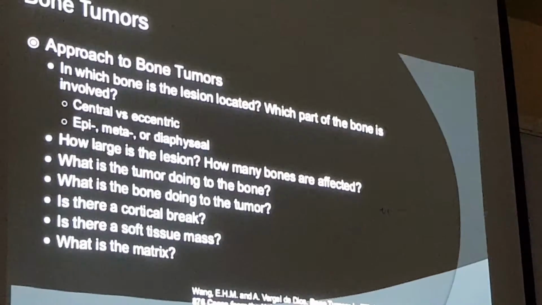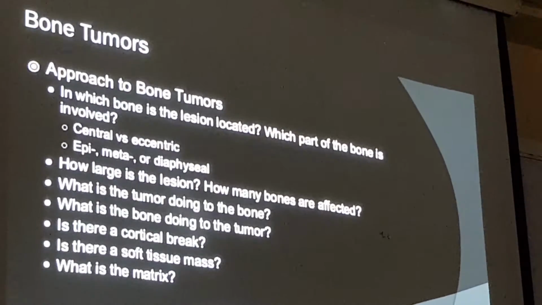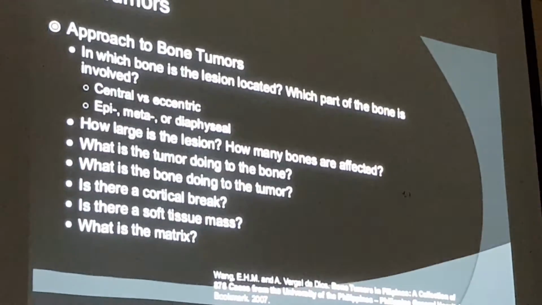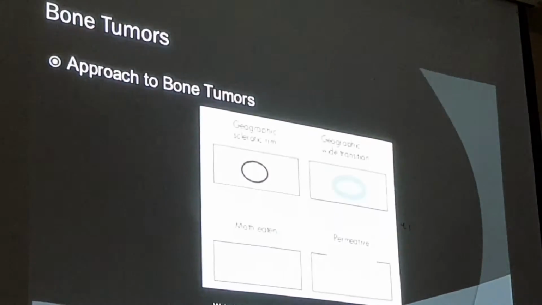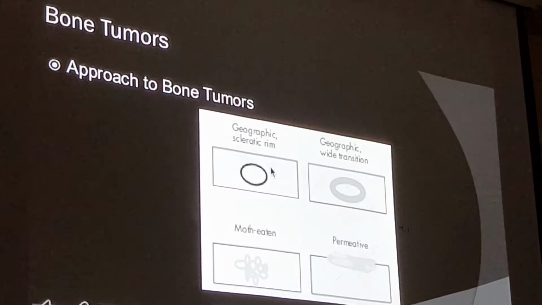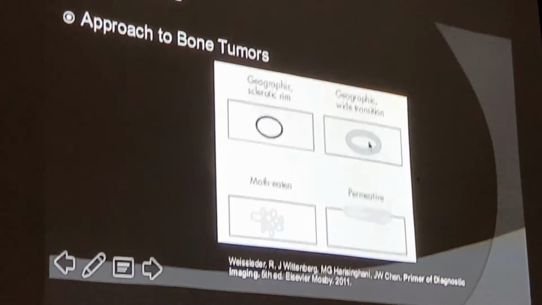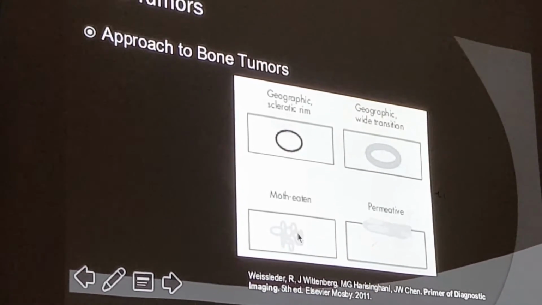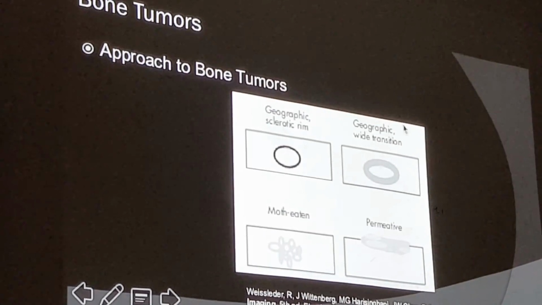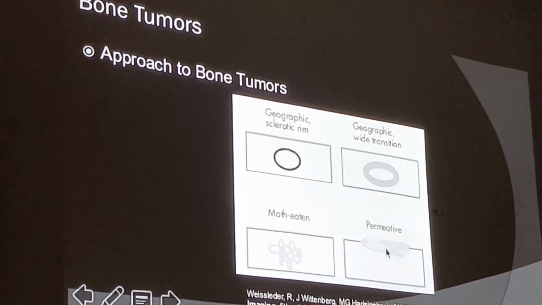And the matrix will also, what is the matrix? That will help you determine whether you are looking at an osteoid lesion like osteosarcoma or a chondroid lesion like chondrosarcoma. So what does the lesion do to the bone? Here we have a geographic sclerotic rim and another one, a rim with white transition. So this one is a moth-eaten appearance and this is a permeative appearance. Among these, which ones are indicative of non-aggressive lesions and which ones are indicative of aggressive lesions?